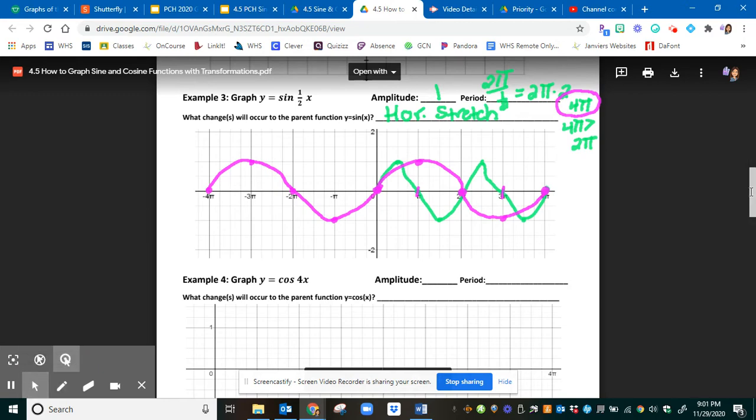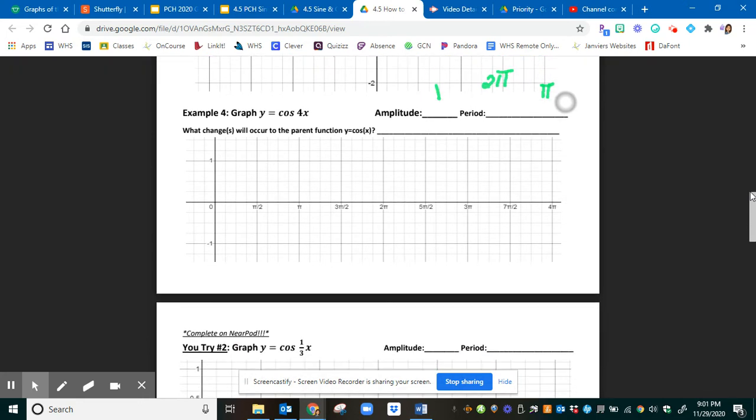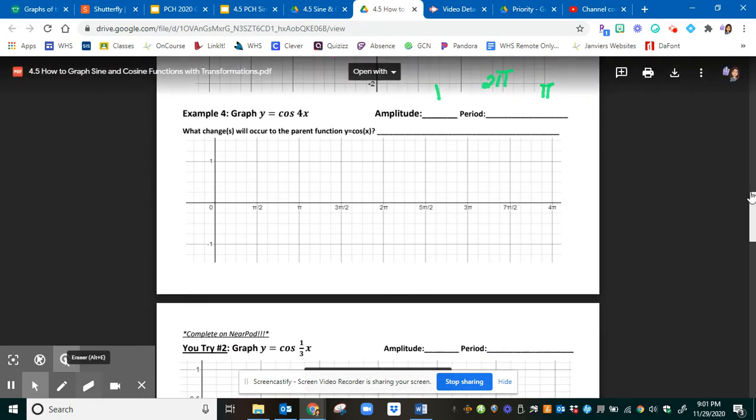All right, moving on, let's do another one. Here's another one for us to take a look at. This one is going to be cosine of 4x. So let's take a look at what cosine 4x is going to give us. So again, our amplitude is 1. So we need to do the period. So 2 pi divided by 4.